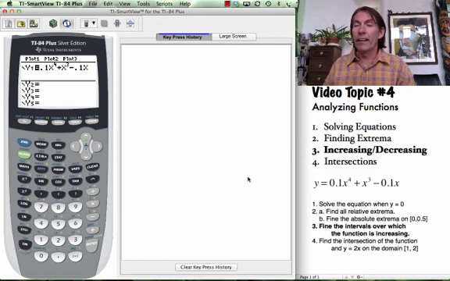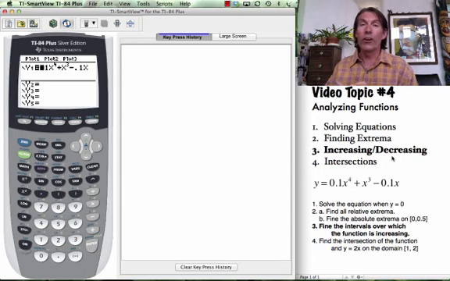Welcome back, and now we're going to look at our third topic here, increasing and decreasing functions. And we're going to see where a function is increasing and decreasing. The key word there is where. Where means where on the x-axis, what x values. If I want to know what the maximum is, that's a y value. But if I want to know where that happens, it's an x value.